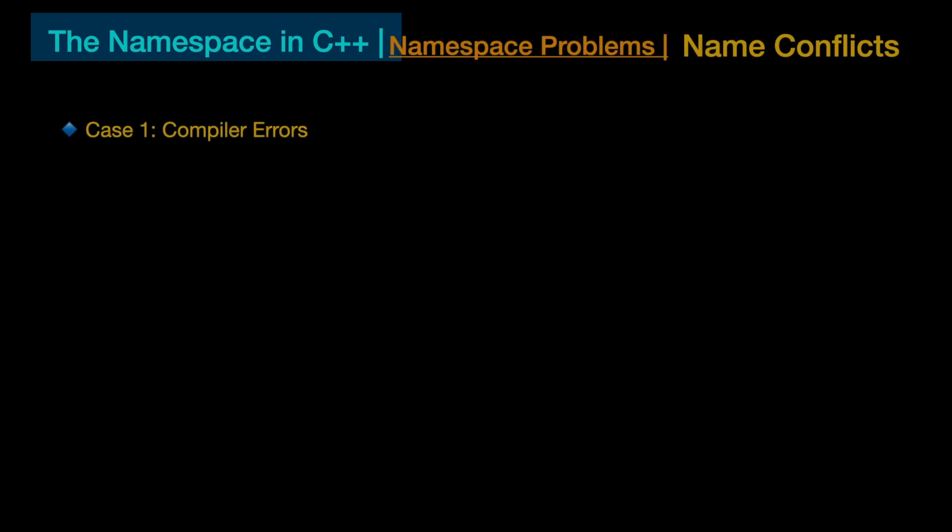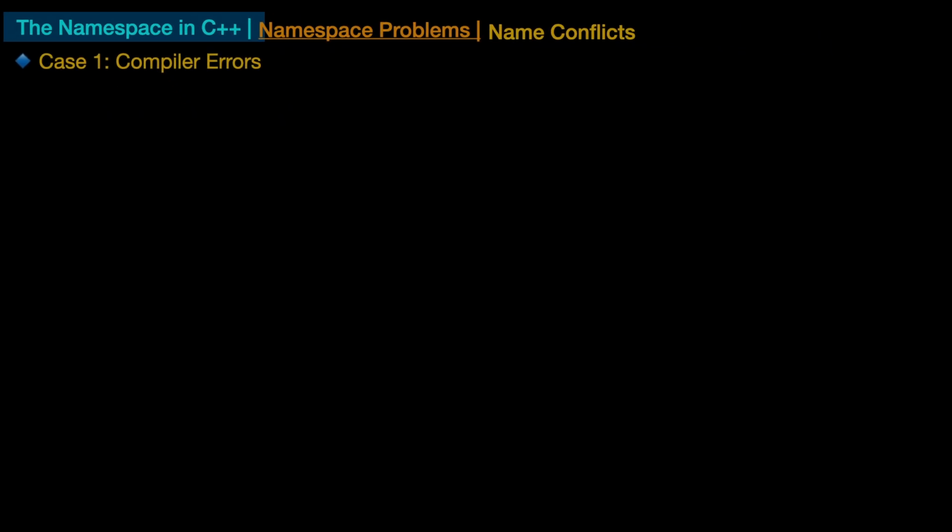Let's begin by exploring Case 1, where naming conflicts cause compiler errors. In Case 1, consider scenarios where we need to define multiple functions with the same name and signature within the same file or translation unit (TU). This results in a name conflict, leading to a compiler error due to function redefinition. To understand this better, let's go through a small C++ program step by step, demonstrating this issue.